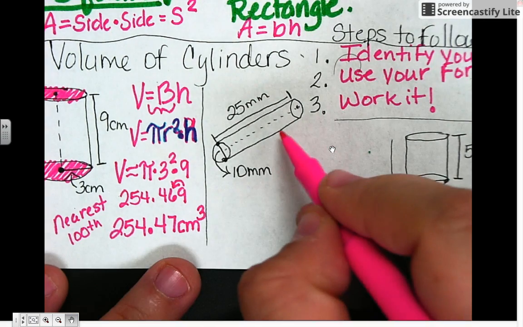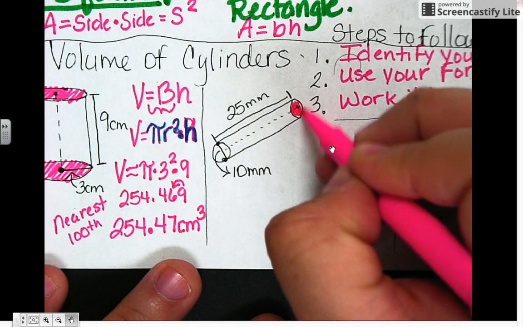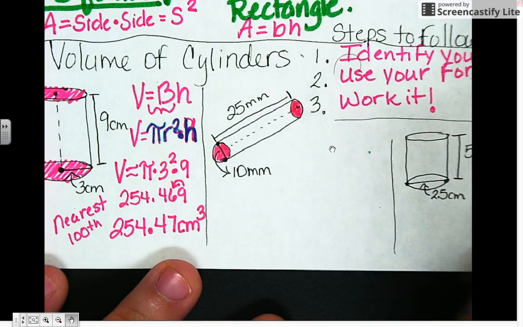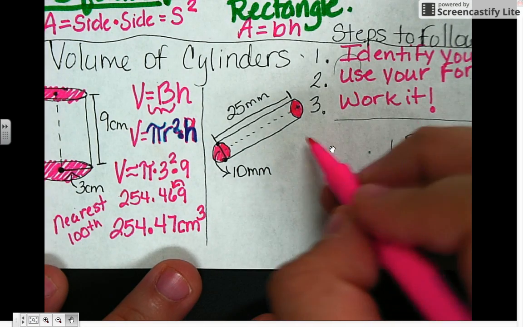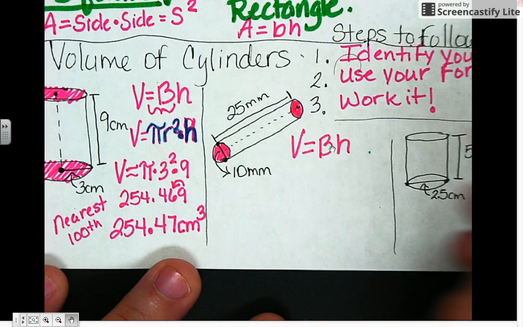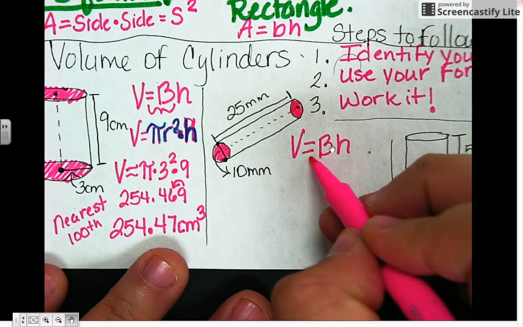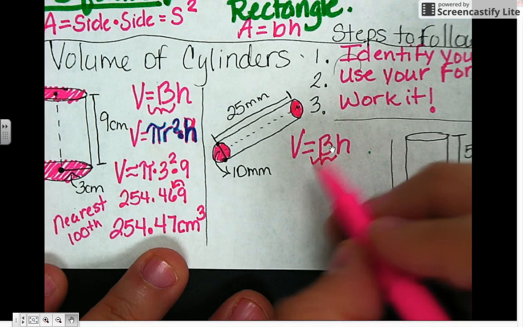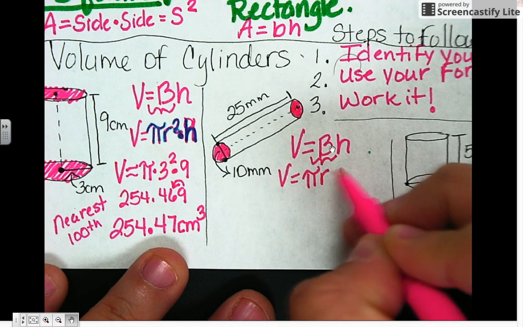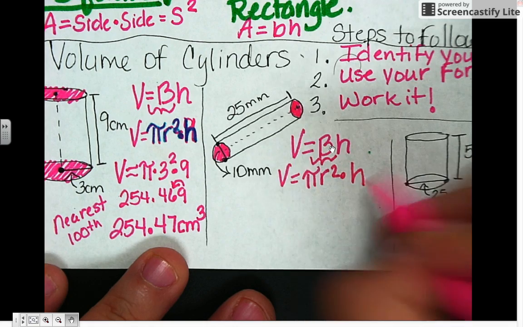So on this one, we already know it's a cylinder. We're going to identify our bases. Our bases are circles. I can color it in. We have our 2 circular bases. We are doing volume, so I can identify my formula. Volume equals big B times H. Now that I've identified that they're circles, I can find the area of my circle. Area of my circle is pi r squared. That's the area of my circle. Times, when I'm done, the height.